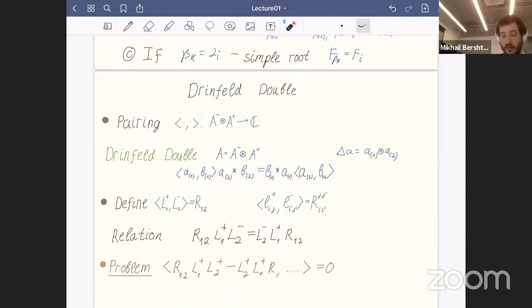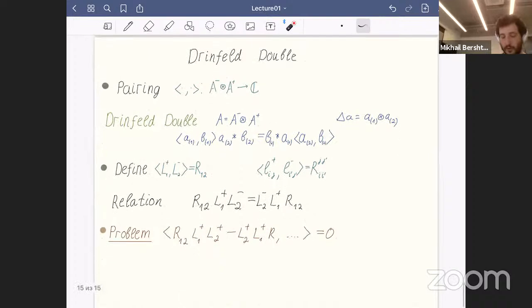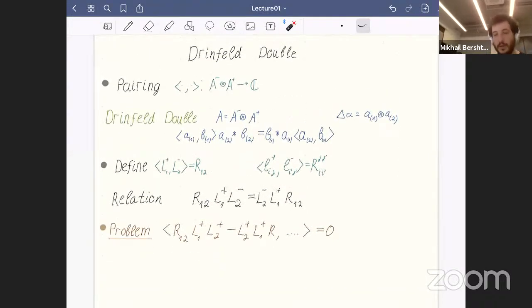The problem which I add here is the following, that is to check that this definition is well defined, because for L plus you have the RLL relations, and you have to check that for such a pairing, the pairing between this and anything, say L minus, is zero. And this is a computation, and actually this is due to the Yang-Baxter property of the R-matrix. Okay, and this is the last slide, and I think I can stop for questions.